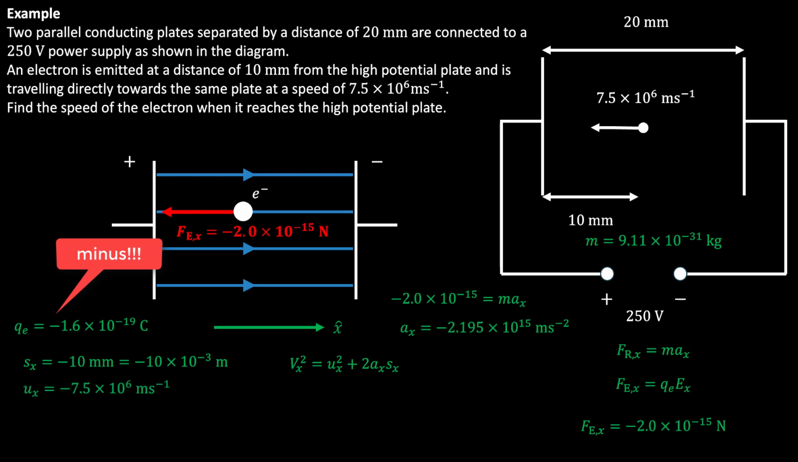Ux equals minus 7.5 times 10 to the power of 6 meters per second. And we substitute ax, which equals minus 2.195 times 10 to the power of 15 meters per second squared. So we have Vx equals plus or minus 10 times 10 to the power of 6 meters per second to two significant figures.